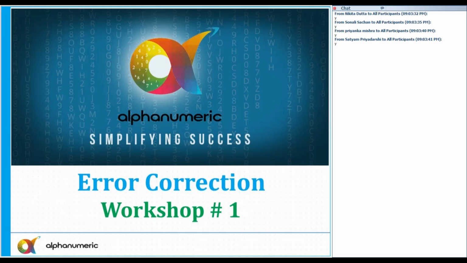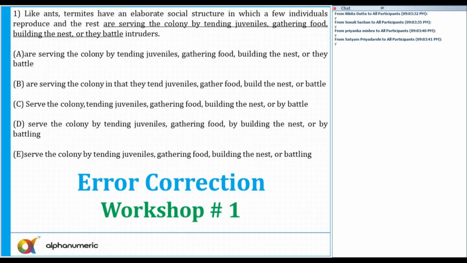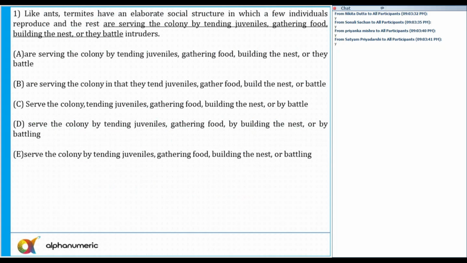Wait, let me give you the rights. We will solve 5 questions at a time. Okay, so I want you to solve question number 1 to question number 5, and you let me know when you're done. Now remember, every question has 5 options. In these kind of questions where a portion of the sentence is underlined, always remember that whatever error is going to be there is only going to be there in the underlined portion. You can only change the underlined portion.